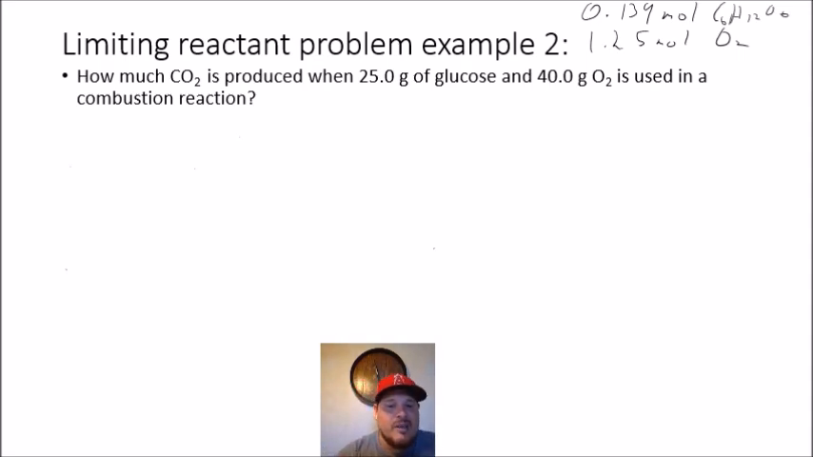Okay, so the next thing I'm going to do is write a balanced chemical equation, because remember, we're going to be using molar ratio to figure out which of the two reactants is the limiting reactant. So listen, I just know what cellular respiration is. I know that for every 1 mole of glucose, C6H12O6, plus, I'm going to write this a little bit lower.